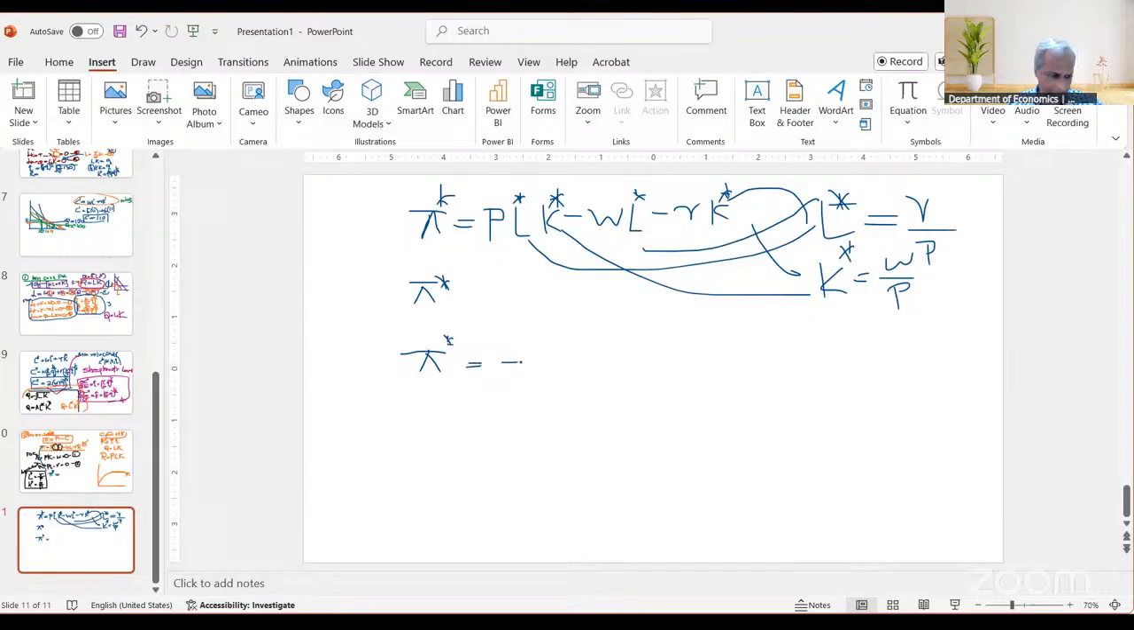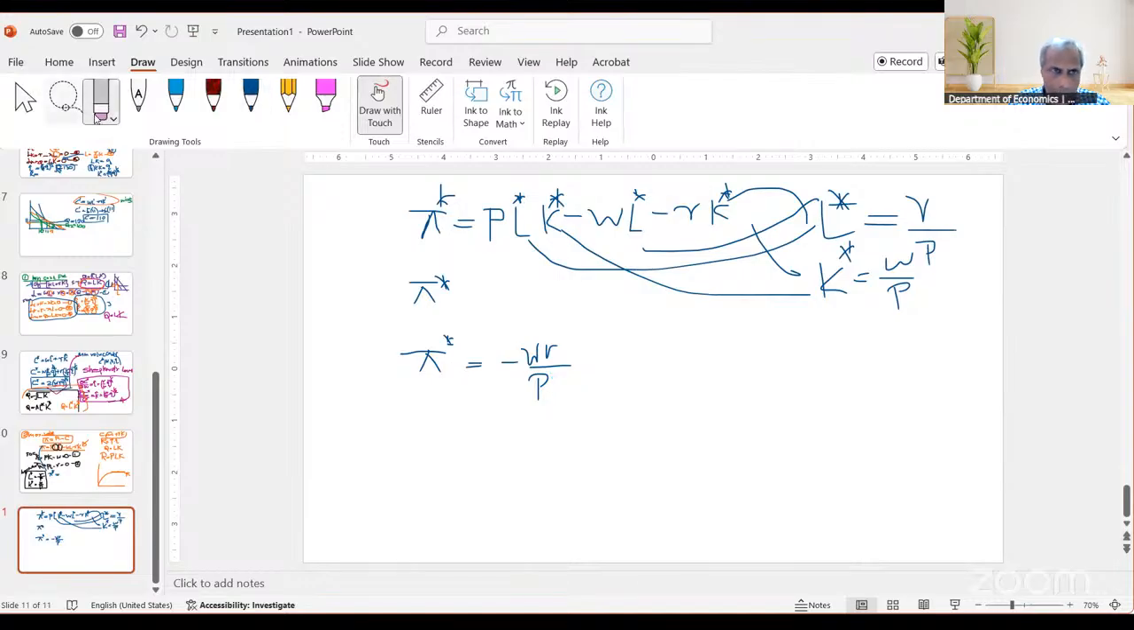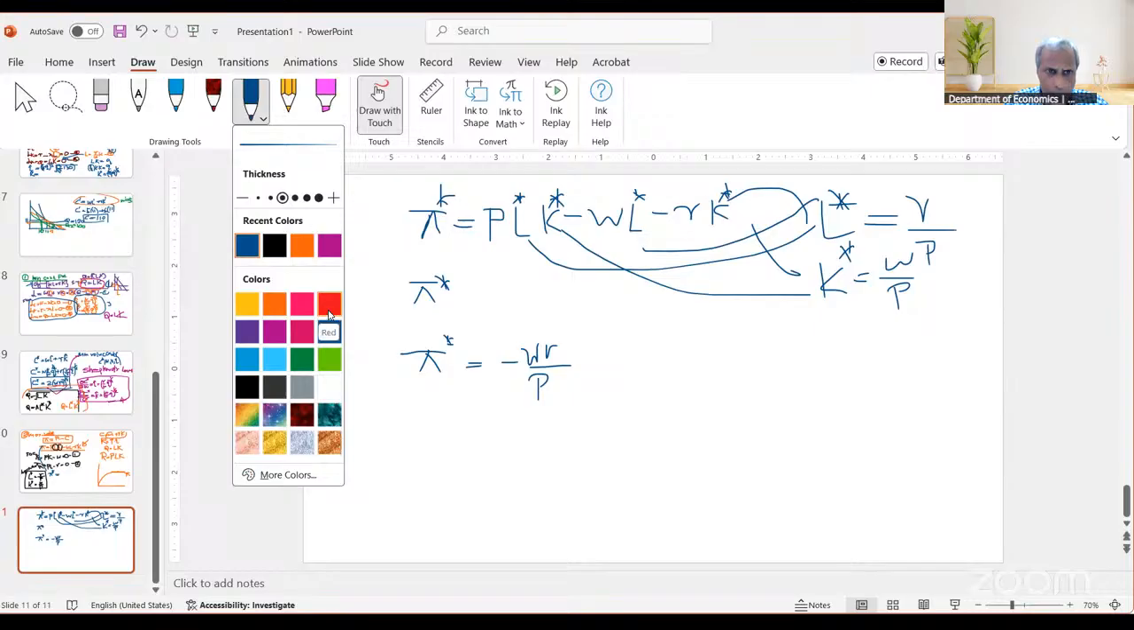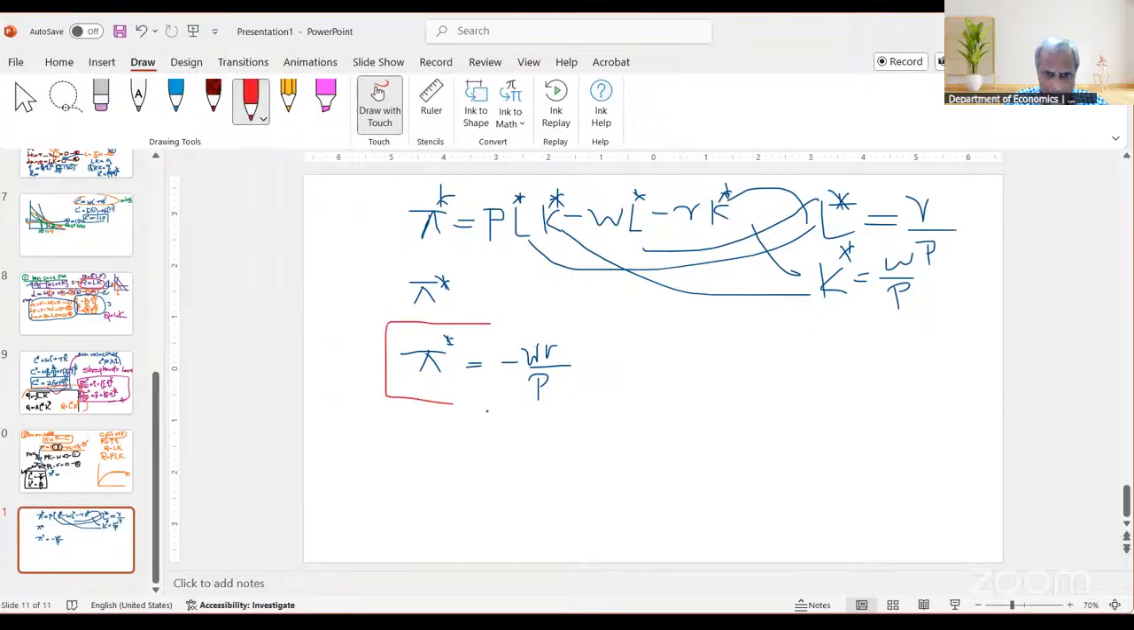The answer you get is the minus W R divided by P, sorry, not power, just P. This is what we call the maximum value profit function.